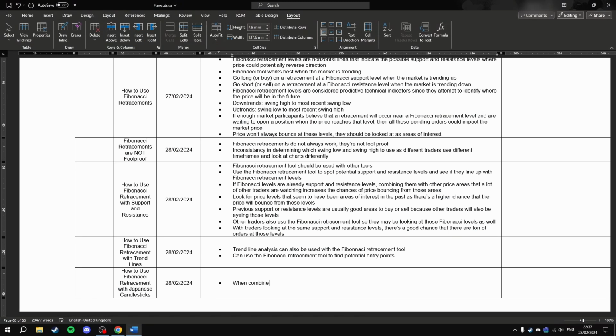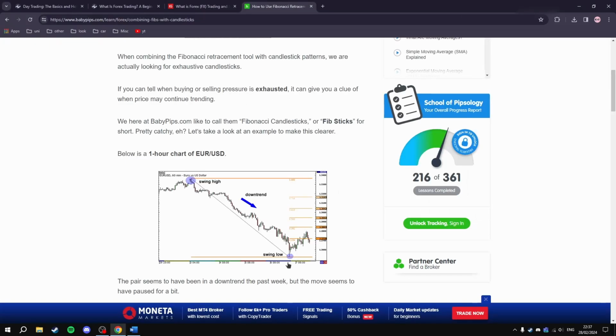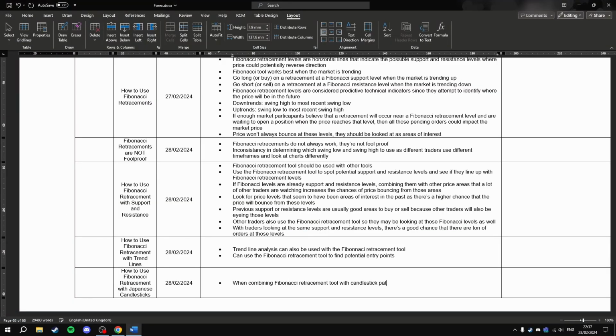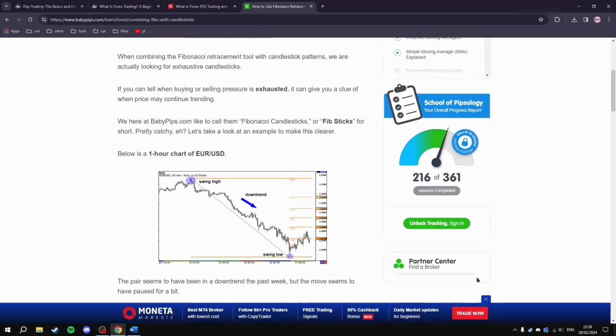When combining Fibonacci retracement tool with candlestick patterns, we're looking for exhaustive candlesticks. I don't know why spell check isn't working still.